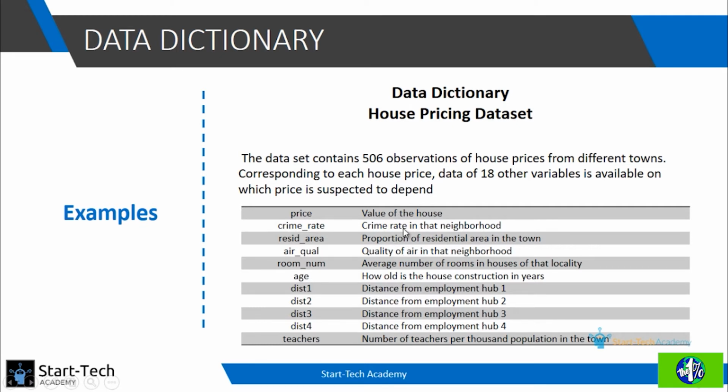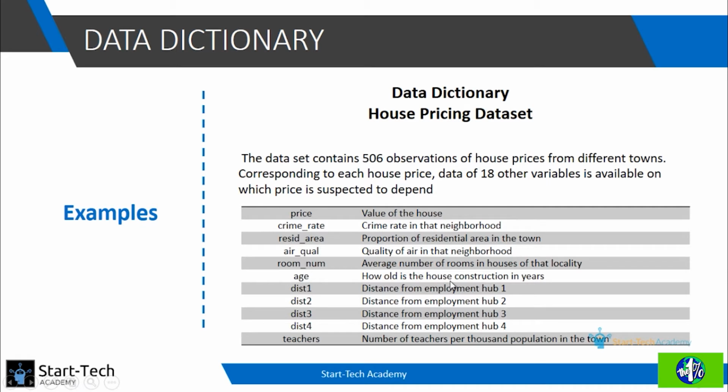I am going to read these one by one now. So price tells us the value of the house. Crime rate tells us the crime rate in that neighborhood. Resid area stands for proportion of residential area in the town. Air qual gives us the index of quality of air in that neighborhood. Room num is the average number of rooms in houses of that locality.